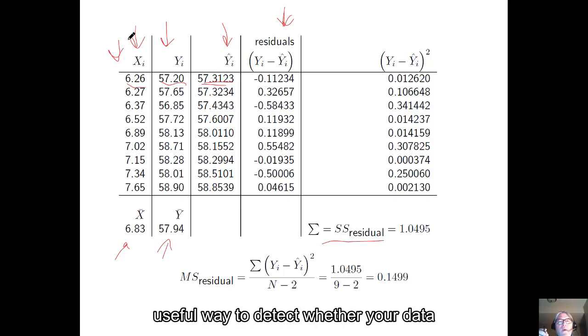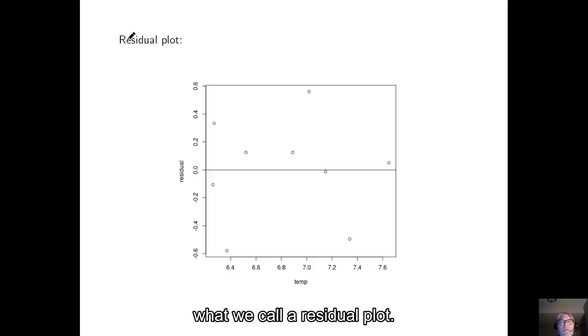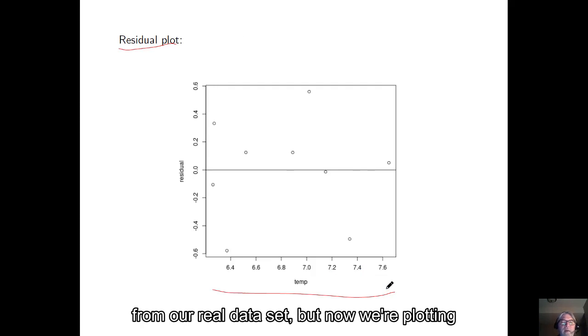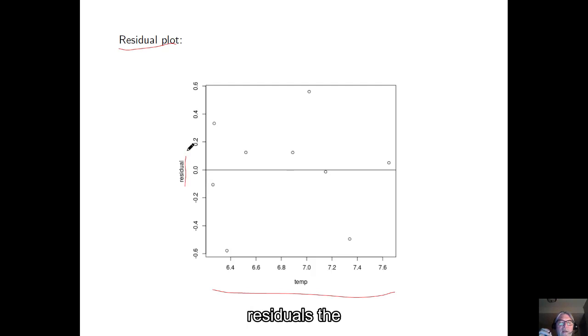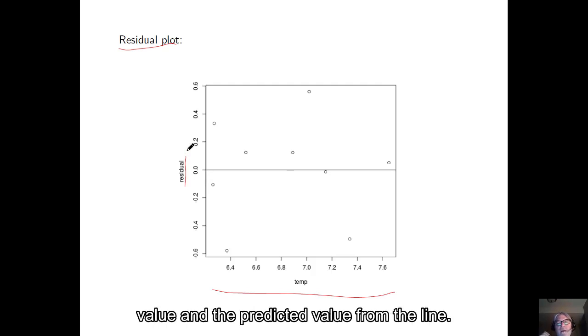So one really useful way to detect whether your data set is violating the assumptions of regression is to make what we call a residual plot. Here we use the x values from our real data set, but now we're plotting them not against the raw y values, but the residuals, the difference between the actual value and the predicted value from the line. So in some sense, it's kind of flattening out the regression line for you.